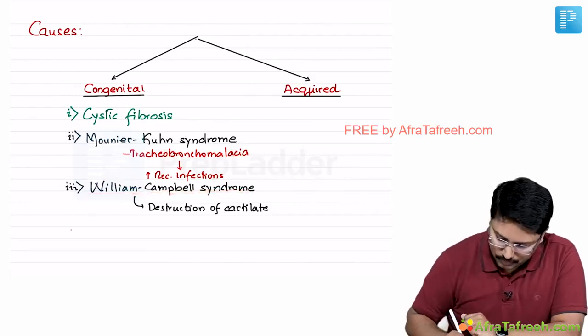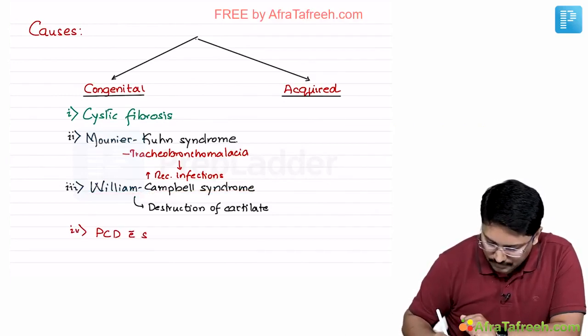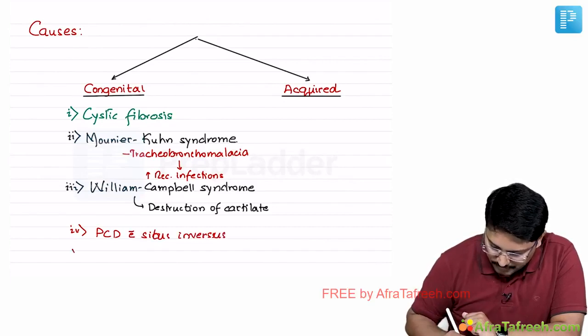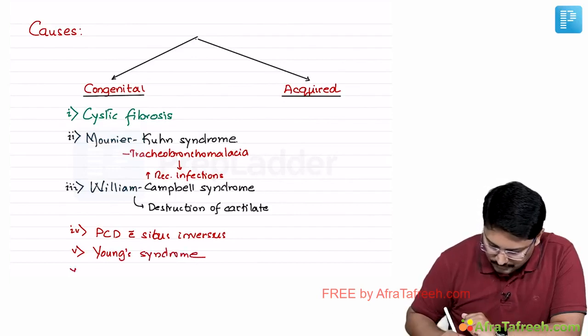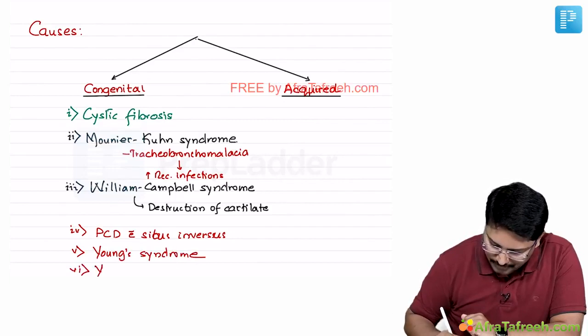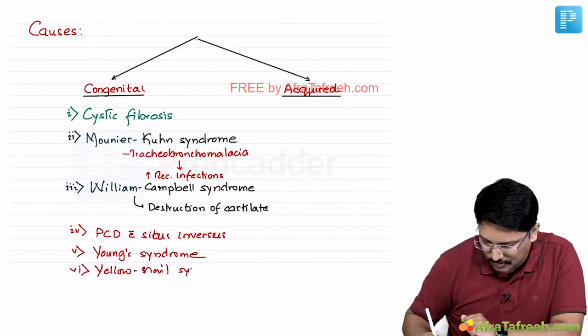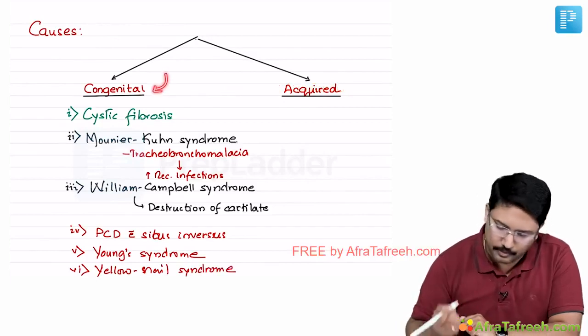Other than that, we also have conditions like primary ciliary dyskinesia with situs inversus. Then we have Young syndrome. That's the fifth condition I want you to remember. Young syndrome, and also yellow nail syndrome. I think if you remember these six, that's adequate for writing your university paper. So these are the conditions which are associated with congenital forms of bronchiectasis.